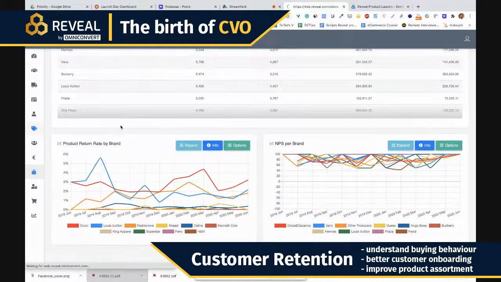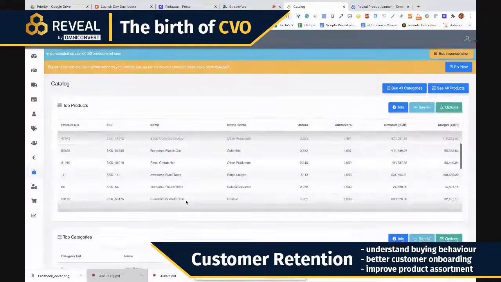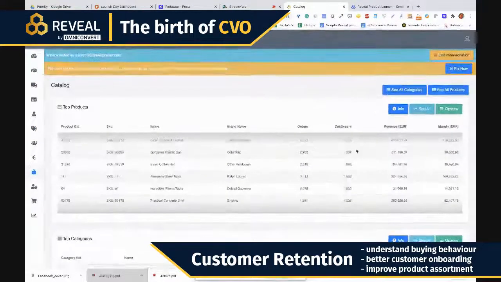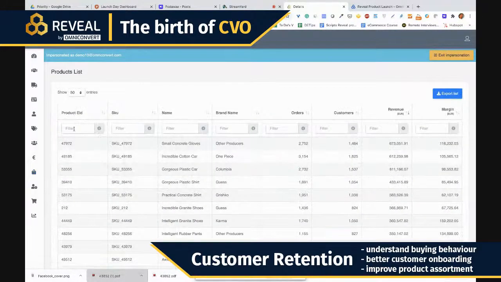And going further on the catalog side, you can actually see the top products and the top categories. And not only that you see them as aggregated data, but also you'll be able to interrogate and to export data according to the anomalies that you'll be finding out here. So that is the part where we are looking at the products and mixing the product data with the customer data.